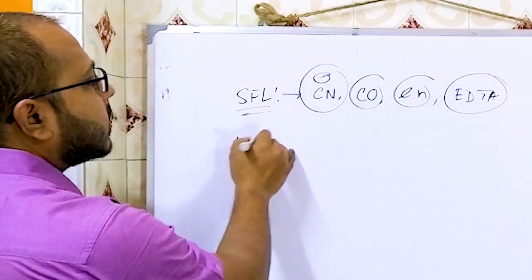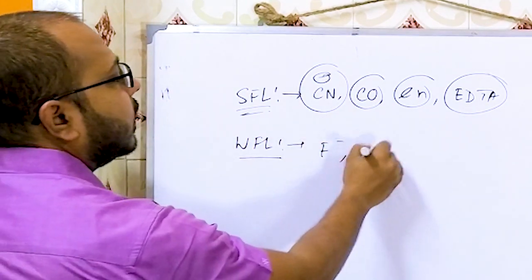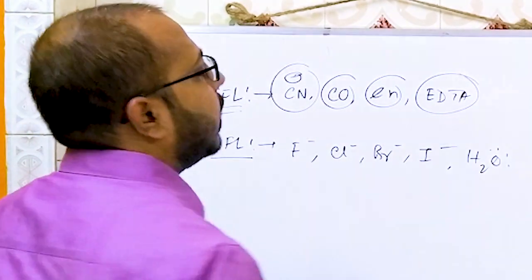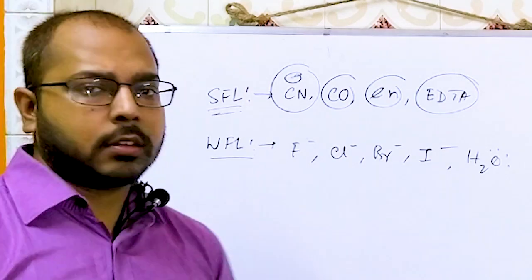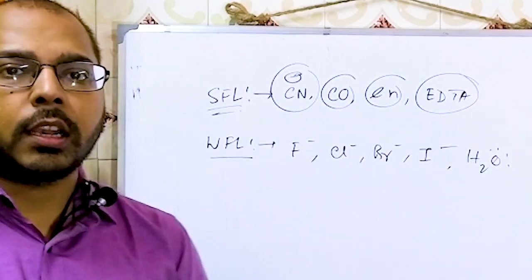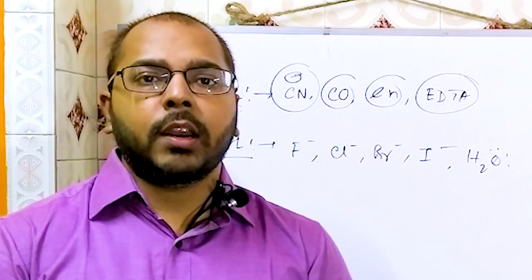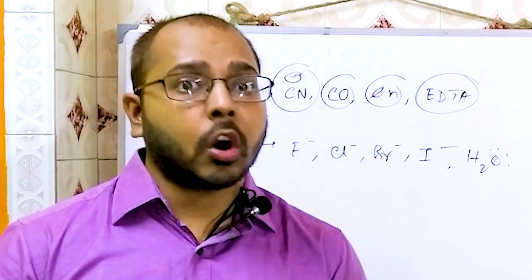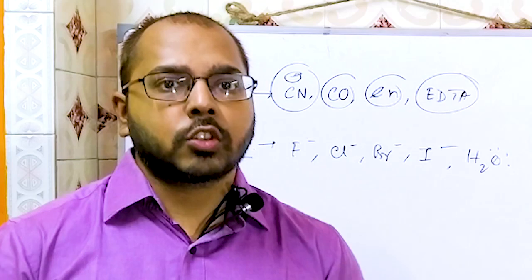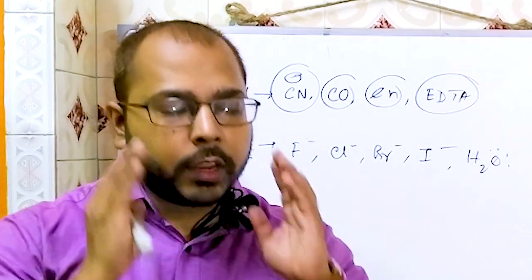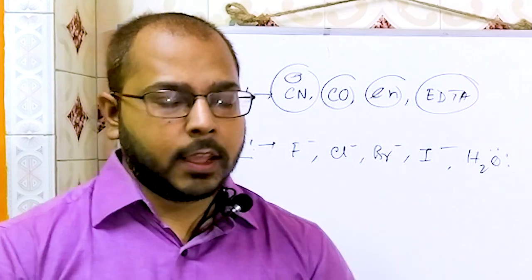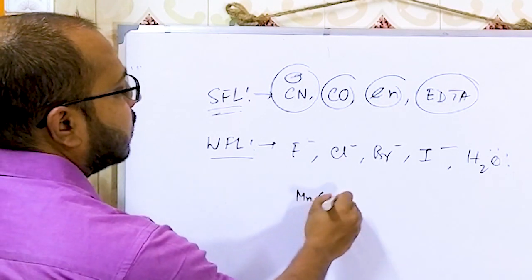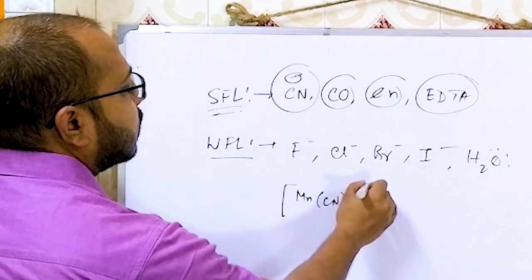But weak field ligands are those like F minus, Cl minus, Br minus, I minus, H2O. Ammonia is considered a moderate field ligand because for some metals it acts like a strong field ligand, and for some metals it acts like a weak field ligand. It also has a proper logic. Chemistry is not a subject only to memorize. Every exception has a proper logic, and we need to find out the proper reason. So let's see the example of Mn(CN)6 3 minus.